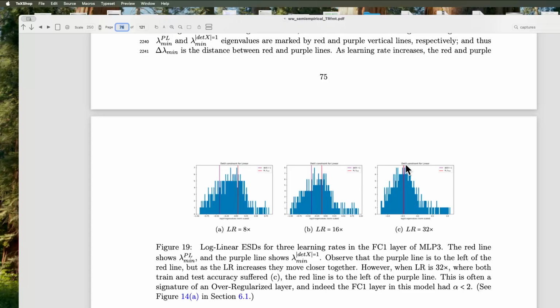This is a core prediction of the theory. This 120-page paper is literally just trying to predict that this purple line should approach the red line. And you see it, and this is a condition of ideality. When the red line and the purple line line up, the theory predicts that the layer is ideally trained. This is actually a prediction of the theory.